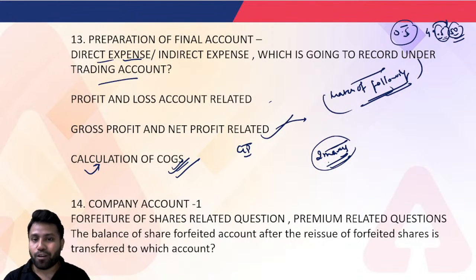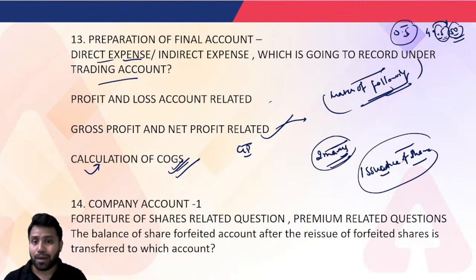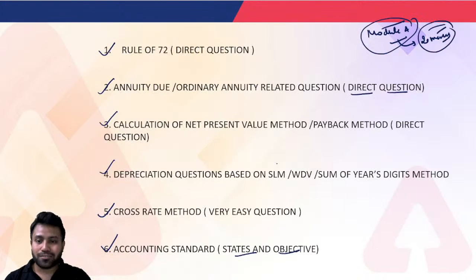Next is the company accounts one. As you know, the issuance of shares is a very favorite topic of the examiner. Based on the forfeiture of shares, there was a question. Premium related questions, there was a question. And there was a question about the balance of the share forfeited account after the reissue of forfeited shares: it is transferred to which account. So this kind of question appeared in your examination, right? These are some of the expected questions as asked in your examination.